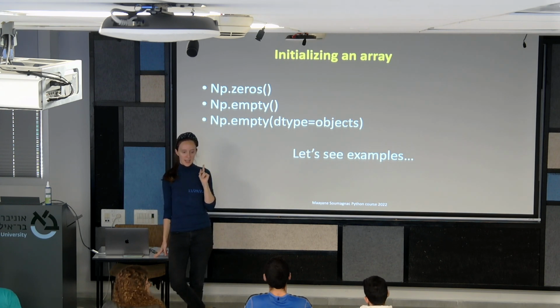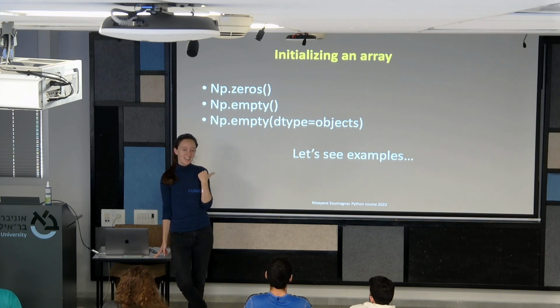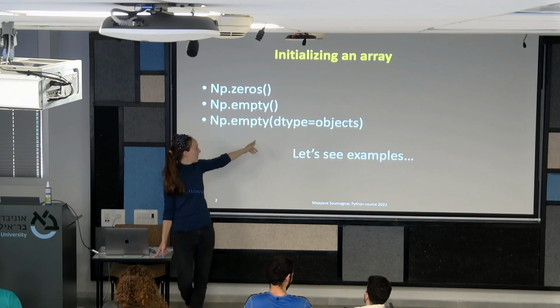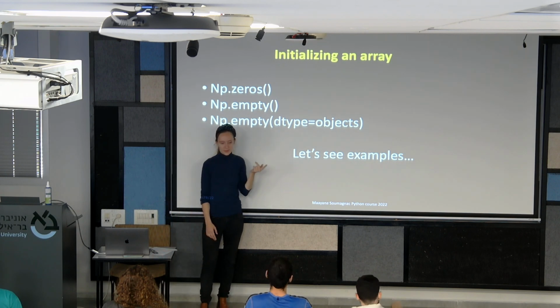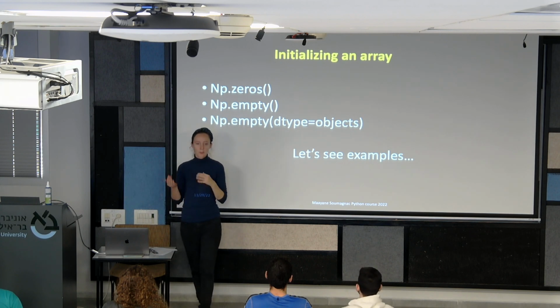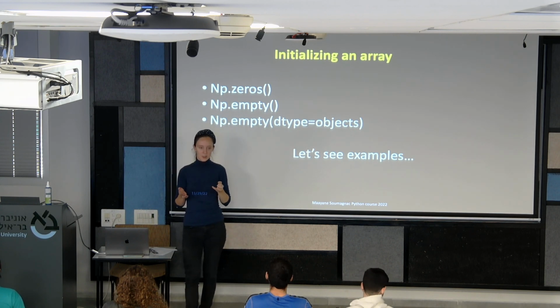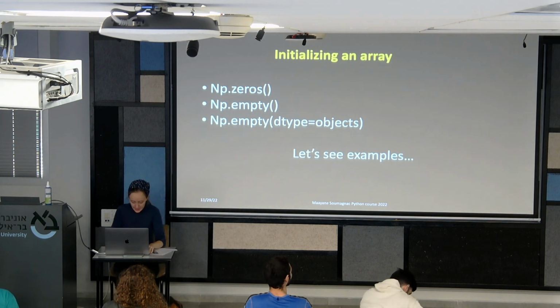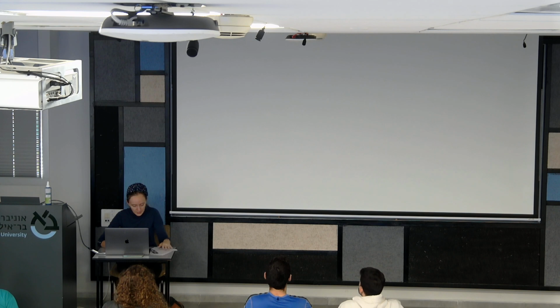As Yair said, you might want to put some strings and numbers and all kinds of things. So the dtype keyword option allows you to not commit on the kind of things that you will want to fill the array with. So let's show you an example of this.